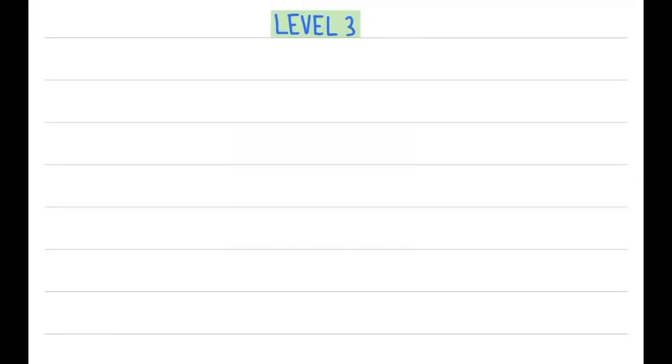It starts off the same as level two. So we start off with a number x that equals 0.9 repeating.